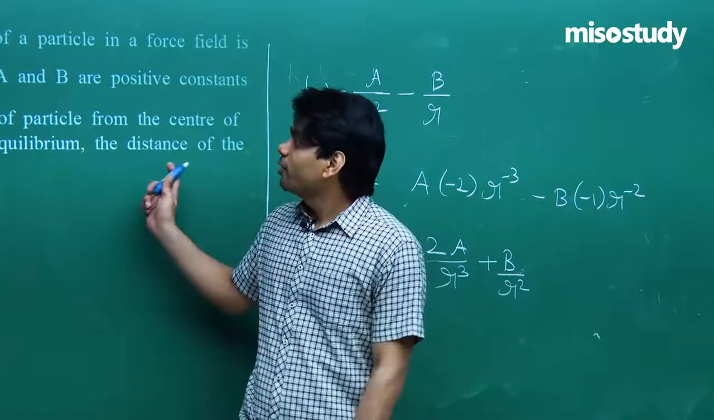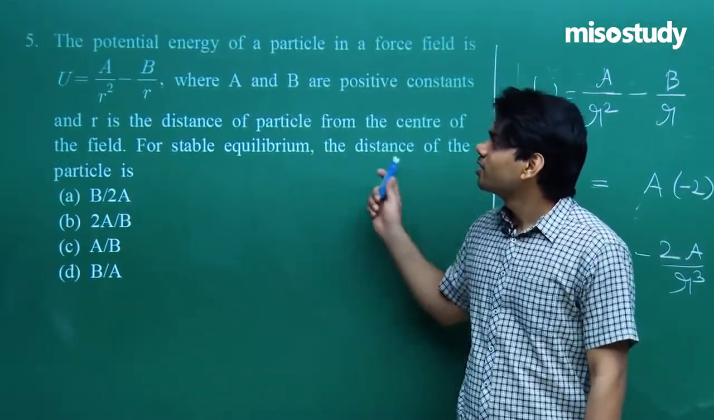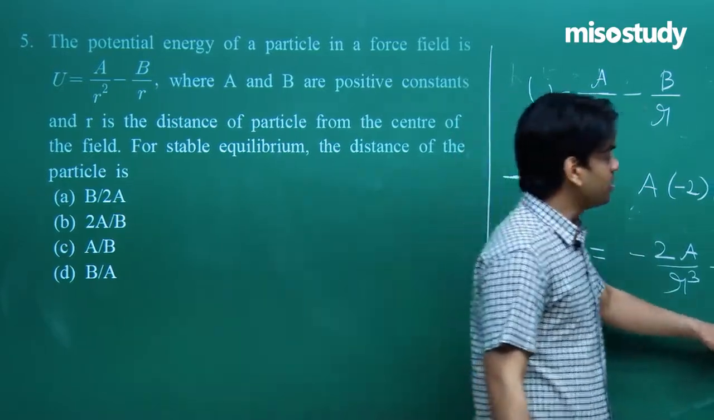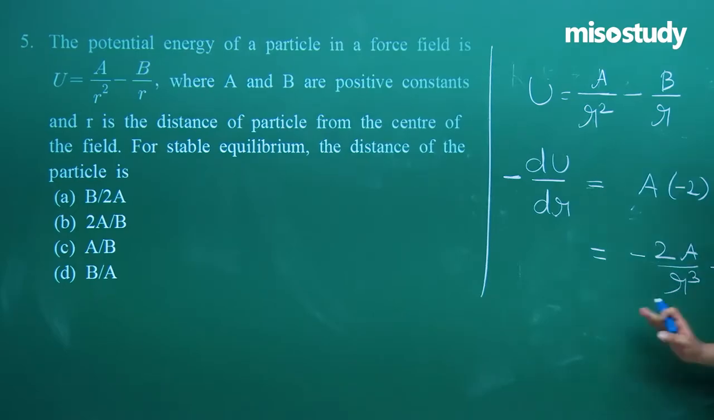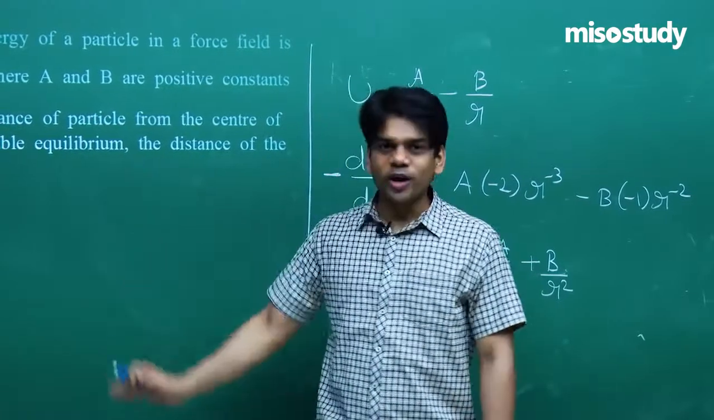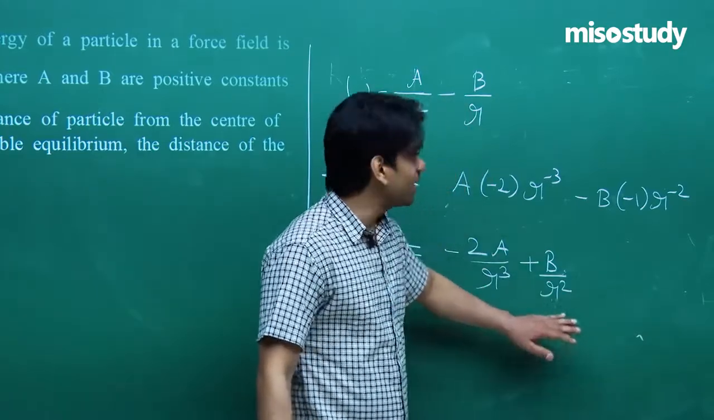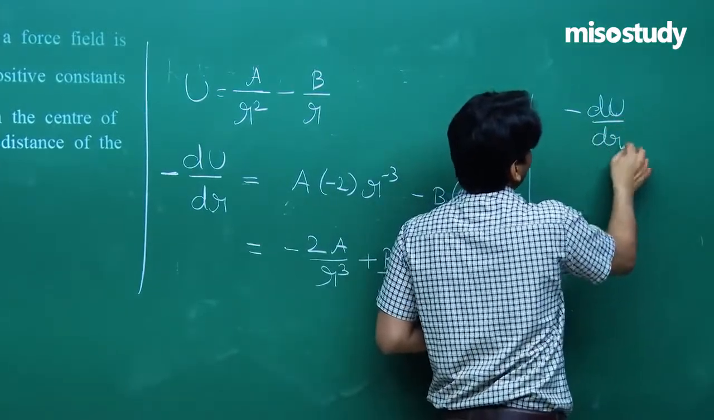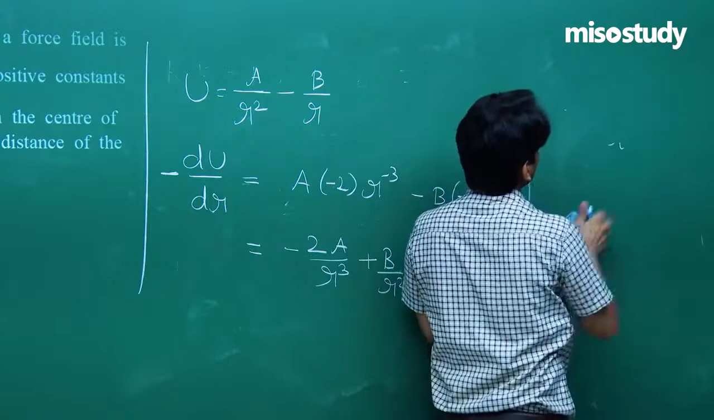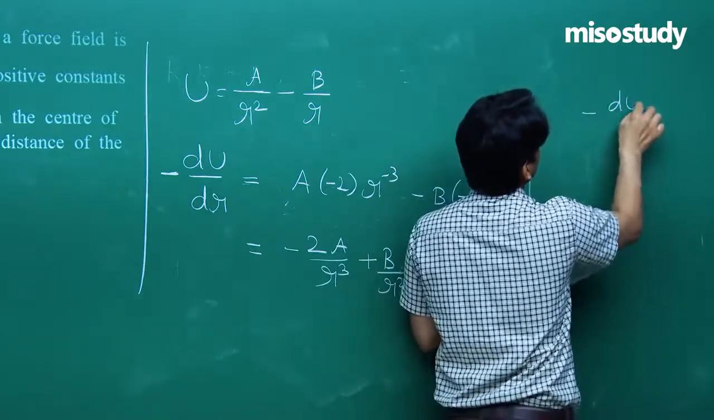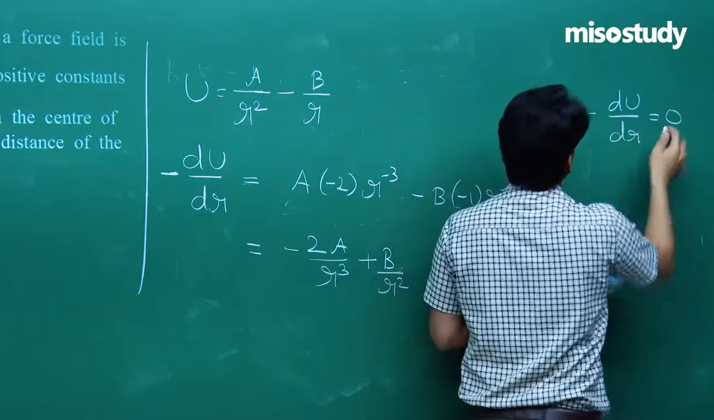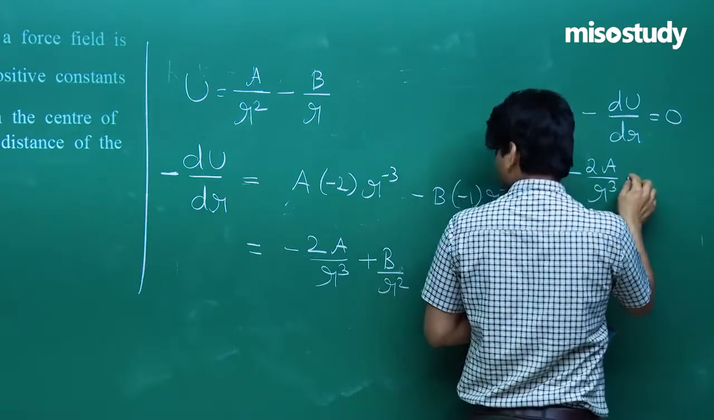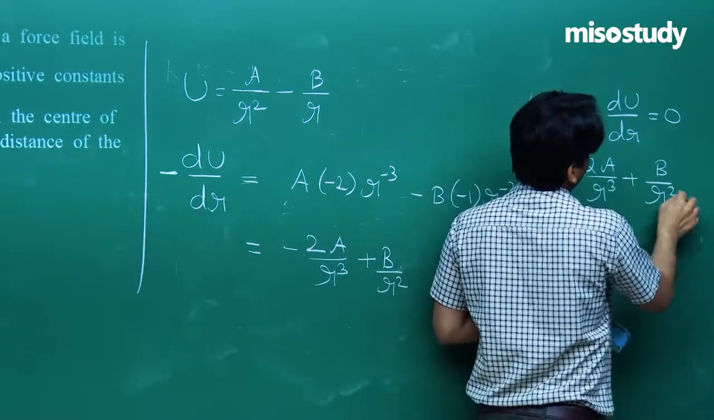Now see that you are provided with, for stable equilibrium, the distance of the particle; we have to find out from the center what is the distance. So take note till here. I believe you would have taken down till this end. Now you see here, as per the given question, we need to find the distance R, and for equilibrium dU by dR has to be 0. So we can simply write minus dU by dR should be equated to 0. That will turn out to be minus 2A by R cube plus B by R square, that has to be 0.